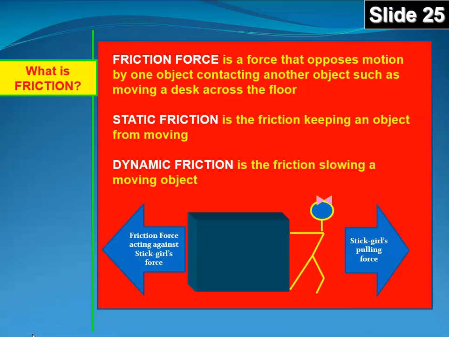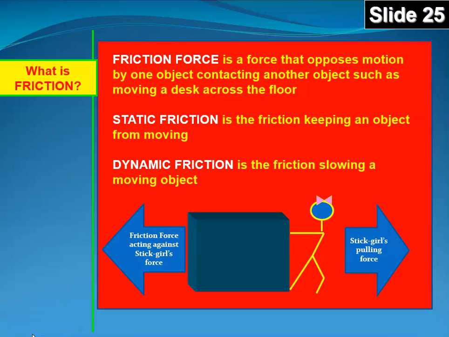All right, friction forces. A friction force is a force that opposes motion by one object contacting another object, such as moving a desk across a floor. There are two types of friction. We'll just kind of point these out. One is static friction. Static friction is the friction keeping an object from moving. Dynamic friction is the friction that's slowing you down once you get the object moving.